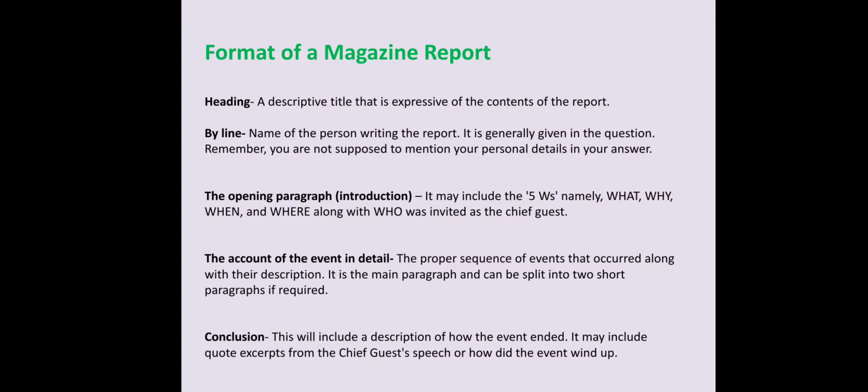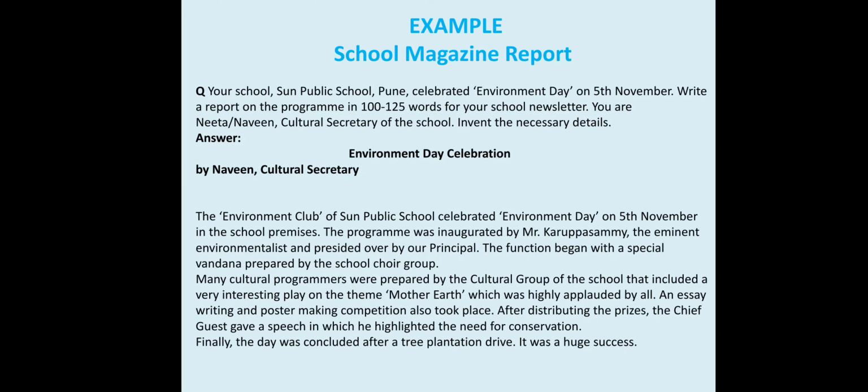Next is conclusion. This will include a description of how the event ended. It may include excerpts from the chief guest speech or how did the event wind up. In the conclusion paragraph of the school magazine report, you need to include whatever the words said by the chief guest in the particular speech. You have to include those quotes and how the program wound up. That also you have to mention at the end in brief. So let us see some examples related with this school magazine report.